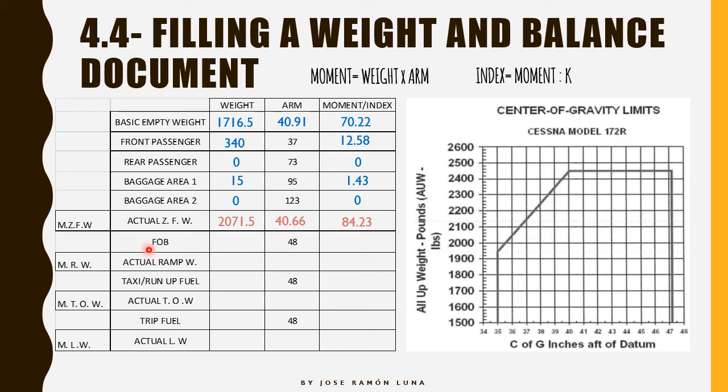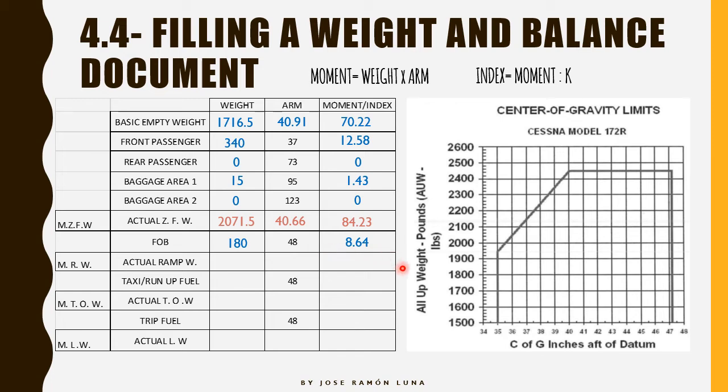Next thing we're going to add up is the fuel on board, how much fuel we're going to put on that aircraft. And this is a normal column. This is not a special one anymore. The special ones are only these ones. These are add up lines, these are normal lines. So the fuel on board is going to be 180 pounds multiplied by an arm of 48 and divided by 1000, we're going to get 8.64.